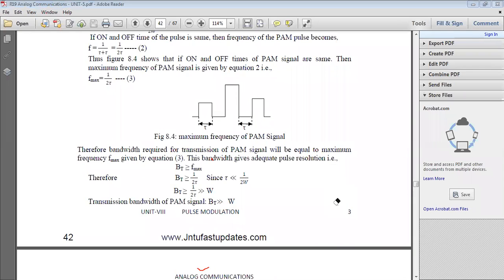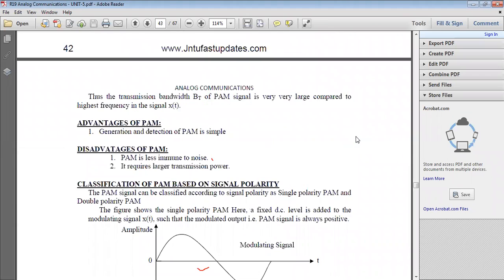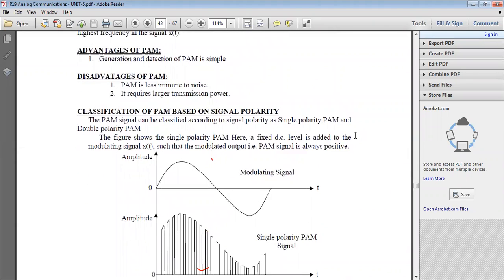So in today's class we observed the generation and demodulation of the PAM signal and the bandwidth for the PAM signal. So in tomorrow's class we go to the classification of PAM signals based on polarities.